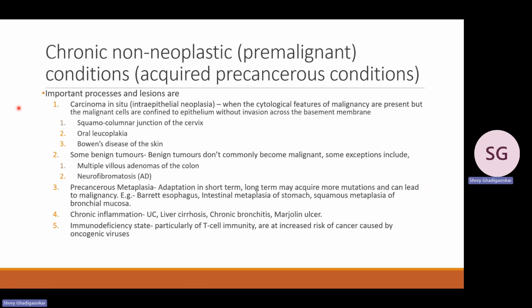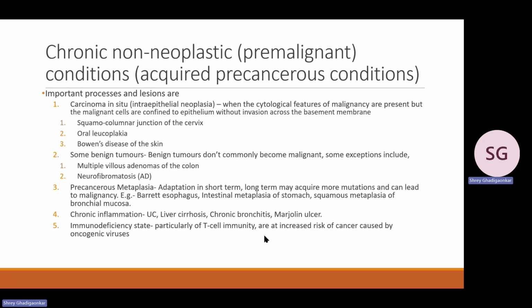So some important processes and lesions are carcinoma in situ, also known as intraepithelial neoplasia, when the cytologic features of malignancy are present, but the malignant cells are confined to the epithelium without invasion across the basement membrane. So these are three important examples I have for you. The first one is columnar junction of the cervix. So usually at the junction of the ecto and endocervix, you have what is known as the transitional zone, which is between the squamous epithelium of the vagina and the columnar epithelium of the endocervix. So at this region, you usually have cervical carcinomas develop.